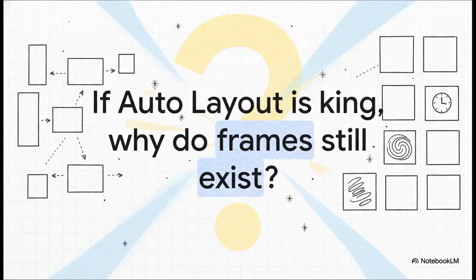Which of course leads to one last really interesting question. If auto layout is so obviously better for building UIs, why didn't Apple just get rid of frames? Why are they still around? Well, the answer gets into some really specific, high-performance edge cases, things like complex animations. But honestly, that's a deep dive for another day.